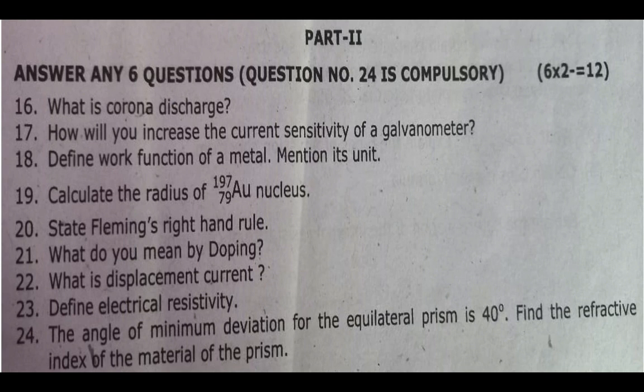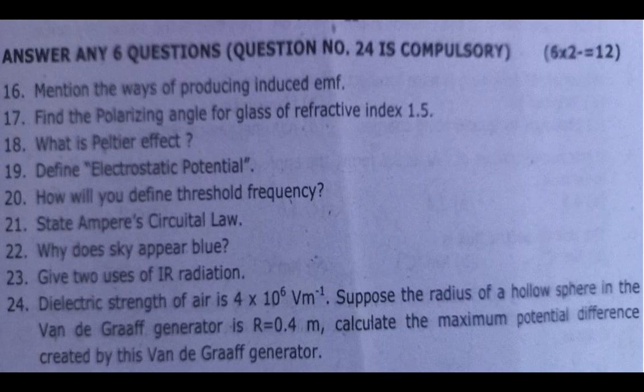Question number 24. The angle of minimum deviation for the equilateral prism is 40 degrees. Find the refractive index of the material of the prism. Another set of 2 more questions. Question number 16. Mention the ways of producing induced EMF.